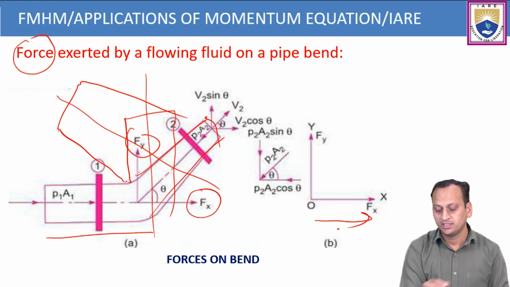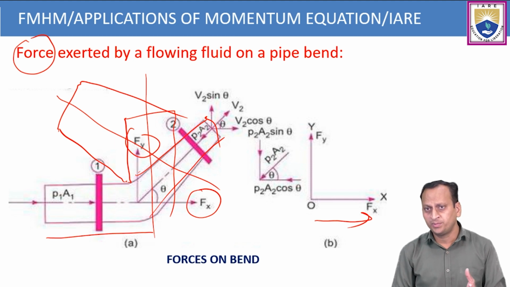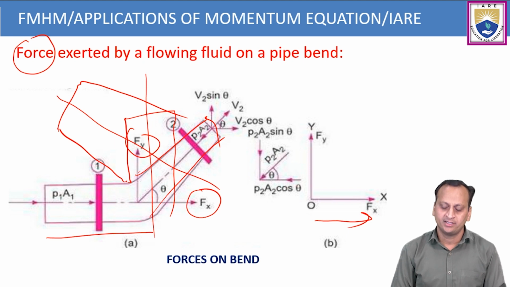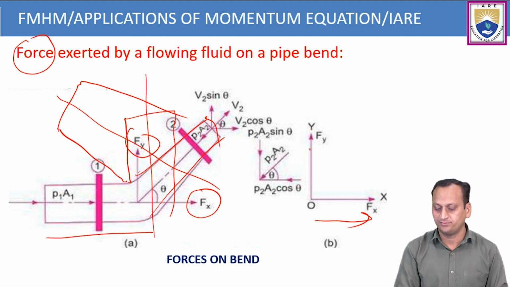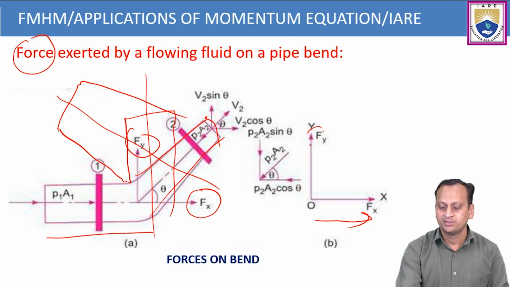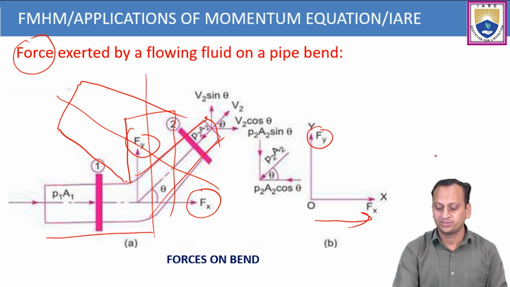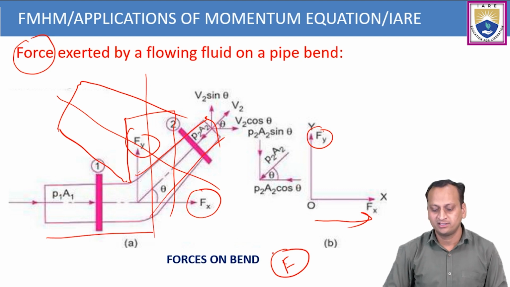These forces, Fx and Fy, are the forces applied by a fluid mass on a pipe bend. But the negative of Fx and Fy will indicate the force applied by a pipe bend on the fluid mass. So these are the resultant forces we have to find out, Fx and Fy. The resultant force is F, so that also we have to calculate by applying the resultant forces.